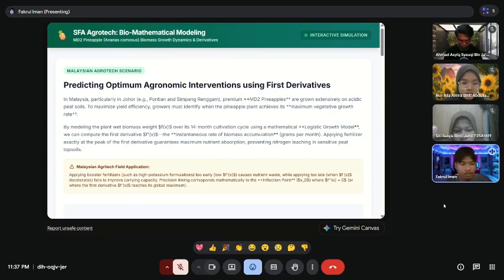Here is our real world problem. In areas like Pontian, MD2 pineapple grows on highly acidic peat soil. These soils suffer from severe nutrient leaching. If a farmer applies expensive fertilizer too early, the roots can't absorb it and the nutrients wash away. If they apply it too late, the plant growth has already slowed down. To solve this financial and environmental waste, we need to find the exact biological window where the plant's hunger is at its absolute peak.